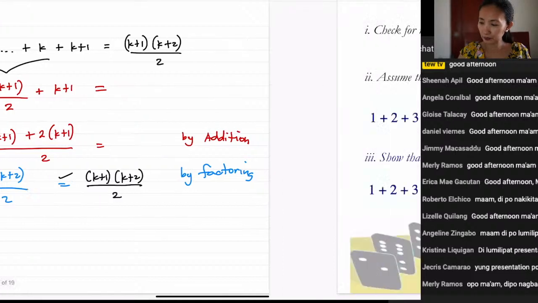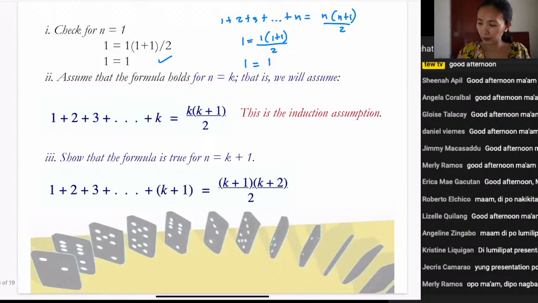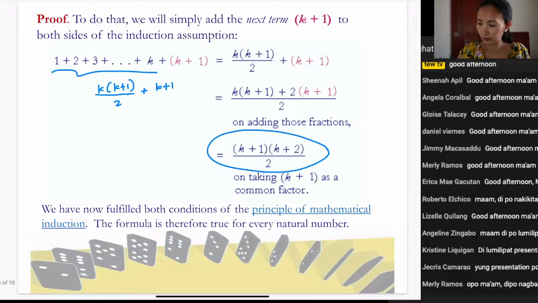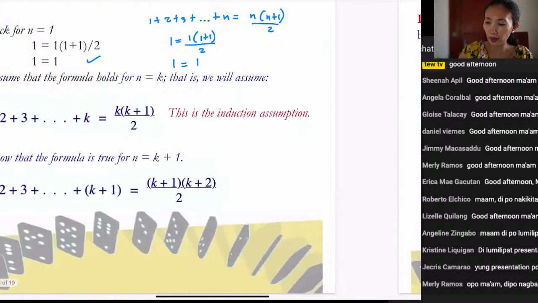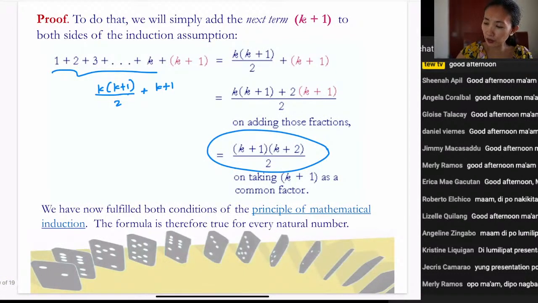Next. So now we have fulfilled both conditions of the mathematical induction. Therefore, the formula is true for every natural number. Okay? It's true for every natural number. True enough, you can verify. Hindi natin pala ginawa ito, no? So, going back to the given.